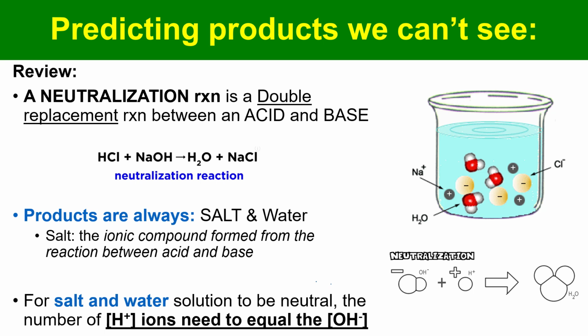So essentially, a neutralization reaction is a double replacement reaction between an acid and a base. And as we learned earlier in this unit, the products are always a salt and a water. Fundamentally, neutralization can be thought of as your hydrogen ions all canceling out your hydroxide ions and forming water, which is essentially why, as you guys can see here, your reaction is neither acidic nor basic.